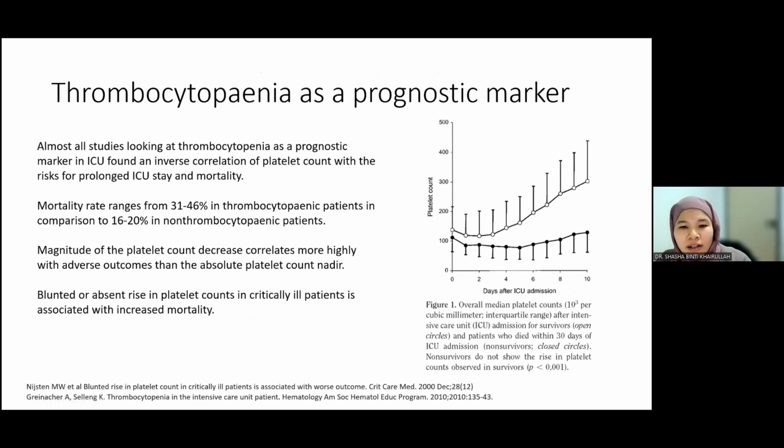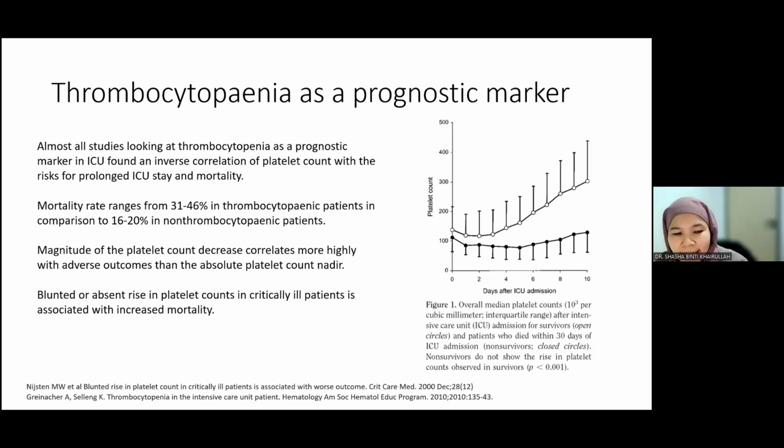Now, almost all studies looking at thrombocytopenia as a prognostic marker found an inverse correlation of platelet count with the risk for prolonged ICU stay and mortality. And the mortality rate ranges from 30 to 40% in thrombocytopenic patients in comparison to half of that in non-thrombocytopenic patients. The degree to which the platelet count decreases correlates more highly with adverse outcomes than the absolute platelet count itself.